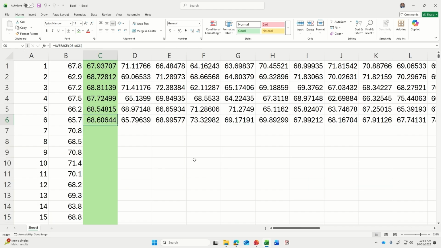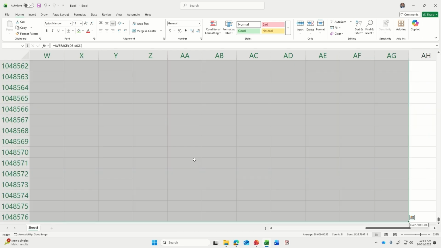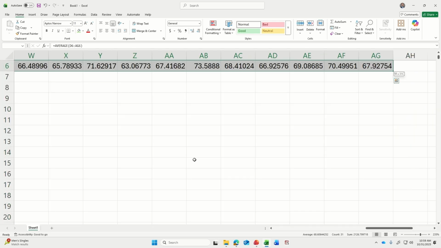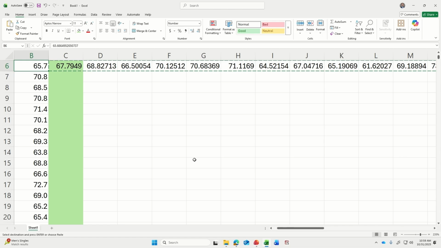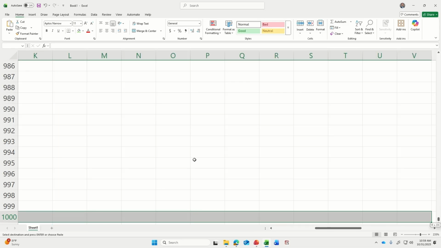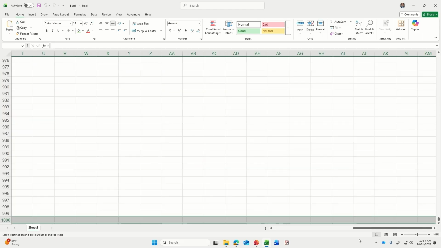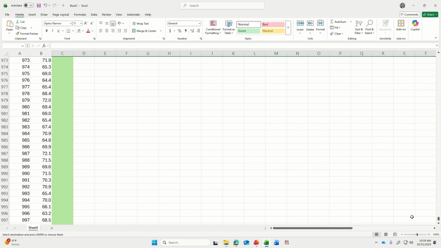And now I just need to, oops, that's not what I wanted. Okay. This is kind of annoying. What am I trying to do? I'm trying to fill down this formula.